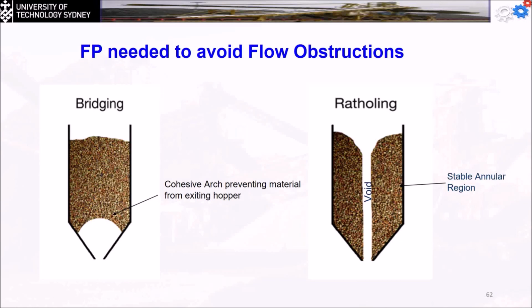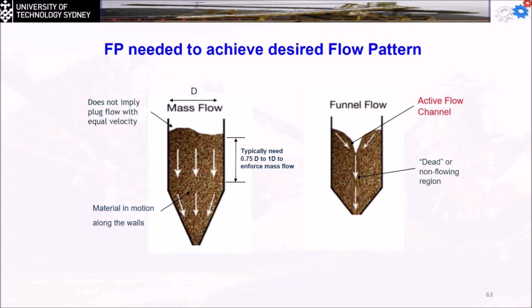This is the mass flow. We said that the velocity of the material is going to be the same in all the motion along all the walls.